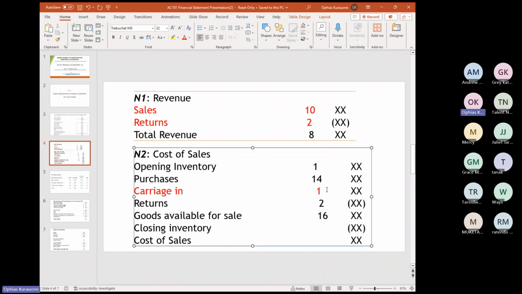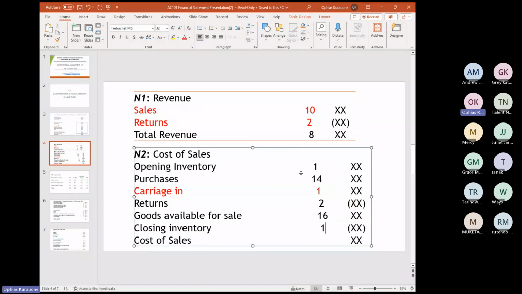Then closing inventory. Sometimes you find in an organization there are some goods which remain in the stock at the end of the year, December 2023, let's say. You find there are some goods which are going to remain in the inventory. Let's say it's 3. But let's say it's 1. And then cost of goods sold.